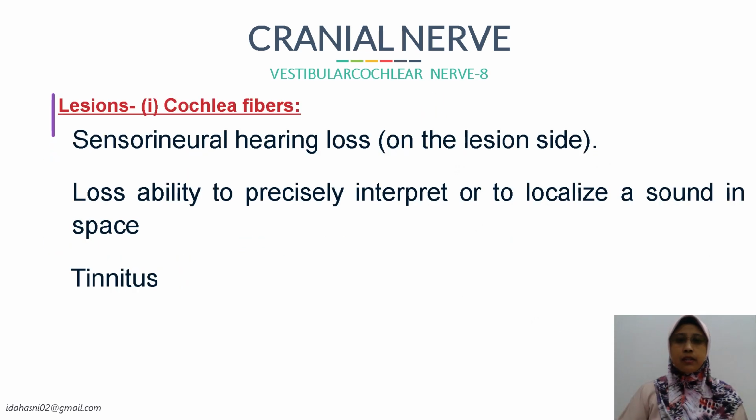Any damage or injury to the cochlear spiral ganglion of this cranial nerve will cause loss of hearing on the side of the lesion. This type of hearing loss is sensorineural hearing loss. Lesions within the brainstem or at any higher level may affect the patient's ability to precisely interpret or localize a sound in space, but such lesions do not result in deafness in one ear. Patients may also present with tinnitus. Tinnitus is a ringing, hissing, or roaring sensation perceived by the patient.